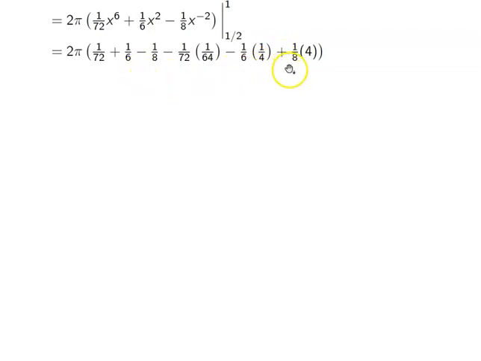So from here, I just combine my like terms. I can divide everything by 2 if I wanted to; it doesn't really matter. Just go ahead and find the exact value by adding and subtracting all your fractions, and you get 263 over 256 pi. And so that is the exact value of the surface area.